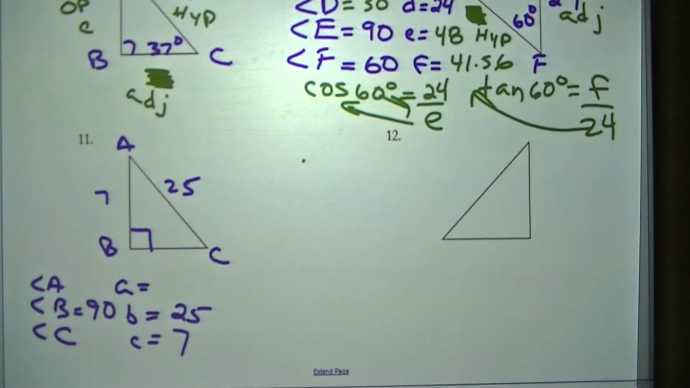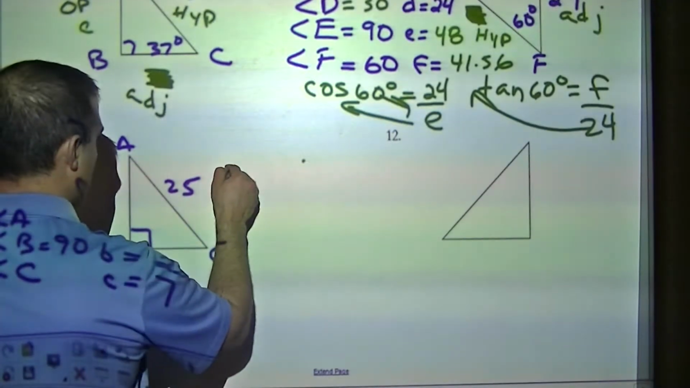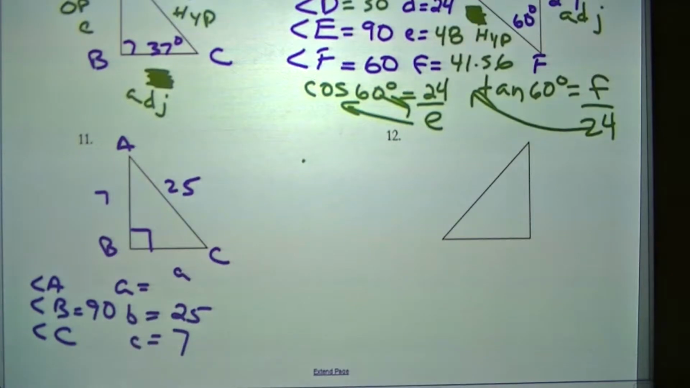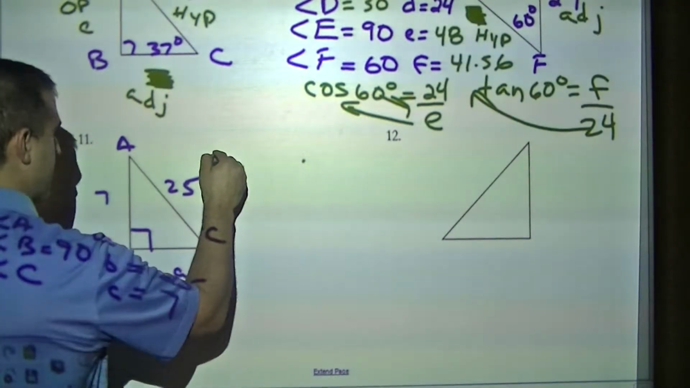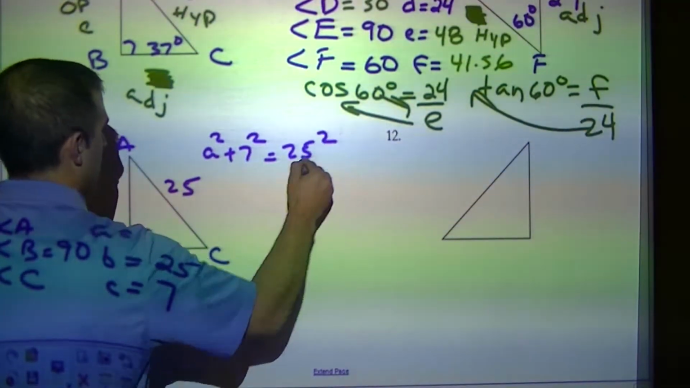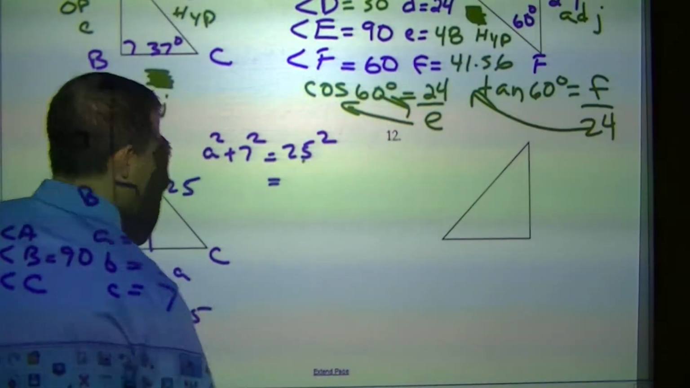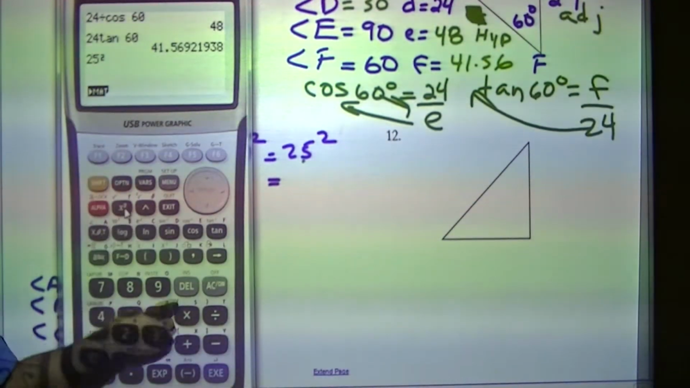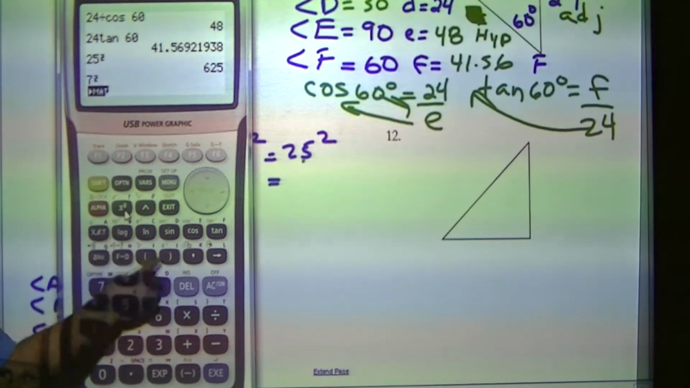Now, you can handle this a number of ways. Let's say I wanted to find this third side. Well, I can do the Pythagorean Theorem for that, okay? That side is little a. So if I want to find that, that's going to be little a squared plus 7 squared equals 25 squared. The reason I don't have to use trig for that is I have two of the sides already.